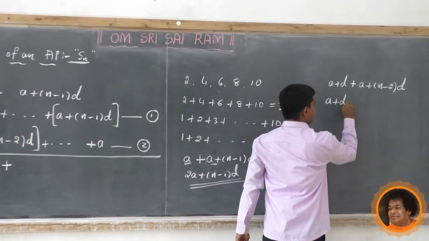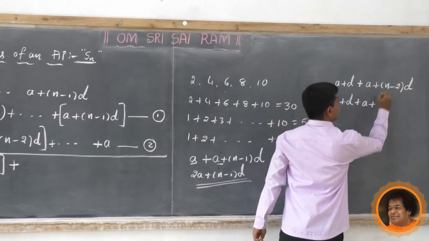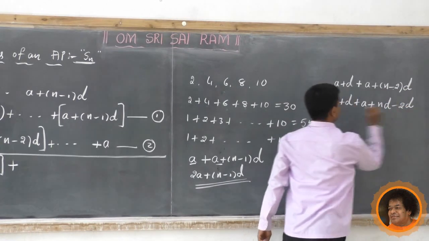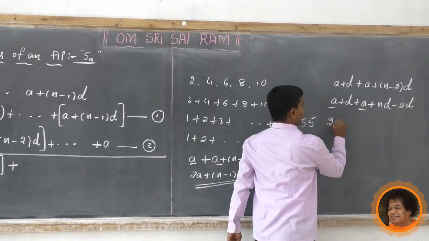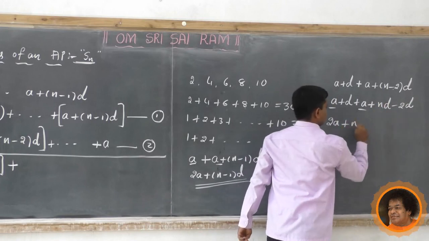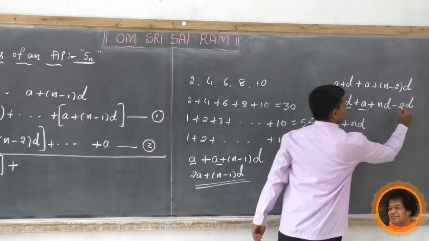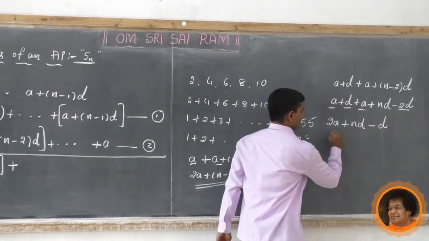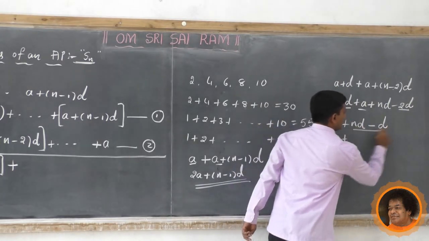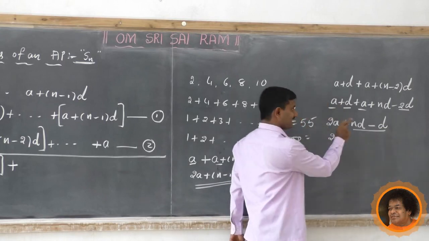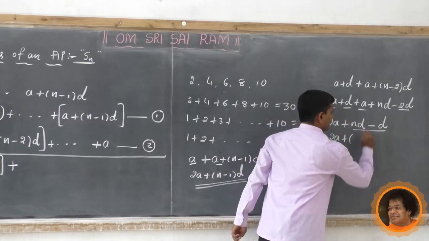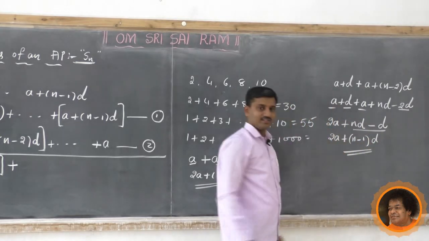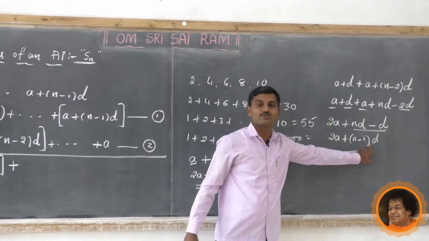a + d + a + n into d, that is nd - 2d. So a + a, that is 2a + nd + d - 2d, that is -d. Now simplify 2a +, so here any common term? Yeah, d is the common term. So take d outside, remaining n - 1. So this is the answer, 2a + (n - 1) into d.